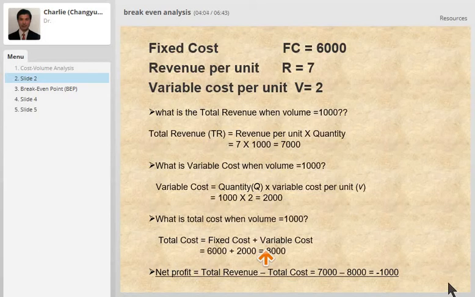The last question probably is what we're really interested in. That is the net profit. We know net profit equals total revenue minus total cost. Total revenue is $7,000. Total cost is $8,000. The net profit is negative $1,000. That means this factory is losing $1,000 if they produce 1,000 products.